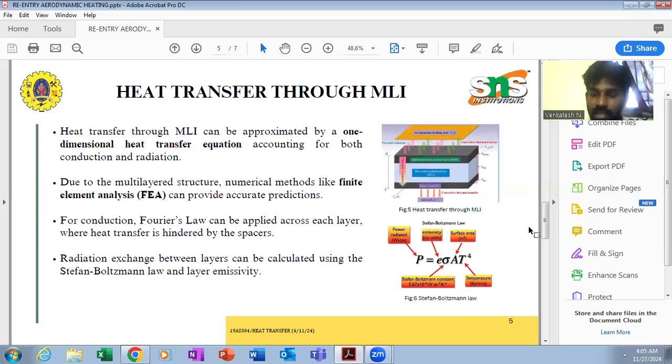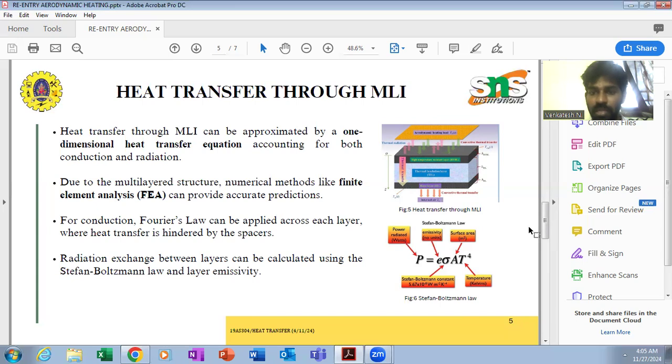And this equation is P equals epsilon sigma A T to the power 4. Here sigma is the Stefan-Boltzmann constant, with a value of 5.67 times 10 to the power minus 8 watt meter to the power minus 2 Kelvin to the power minus 4, and the temperature is also indicated in Kelvin. So P is the power radiated in watts, emissivity has no units, and surface area is in square meters.